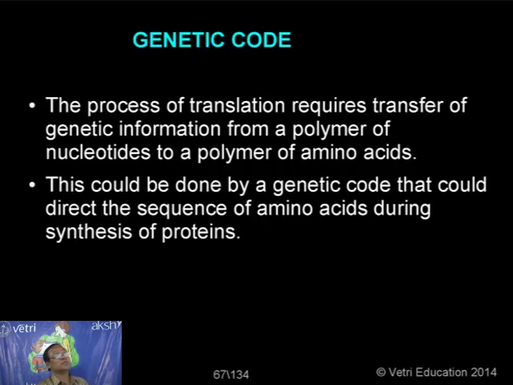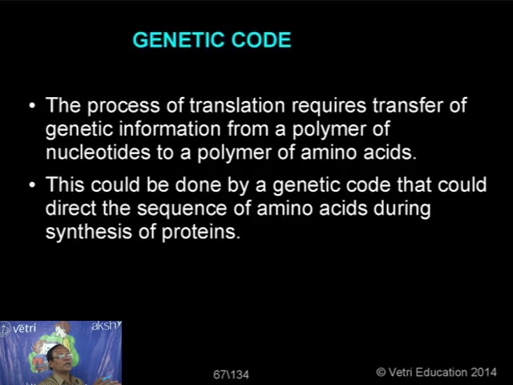The process of translation normally requires the transfer of genetic information, which is contained in the DNA in the form of a polymer of nucleotides, to a polymer of amino acids to form protein. And this could be done with the help of what is called the genetic code.